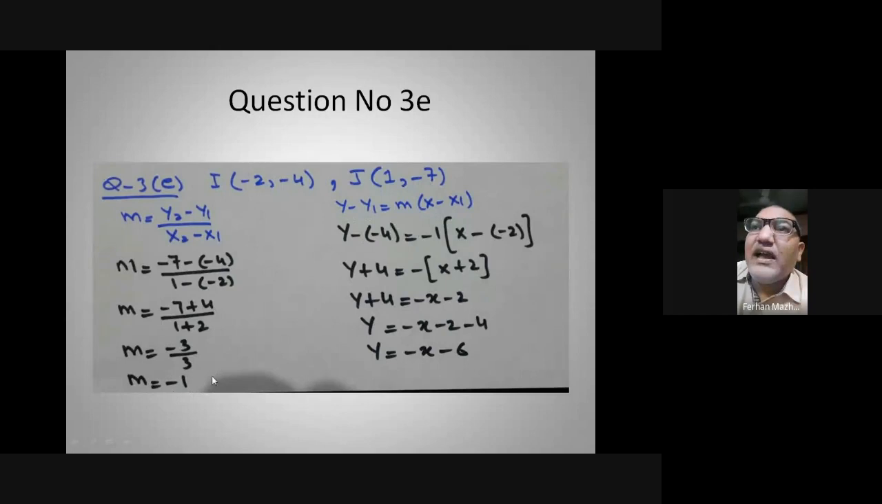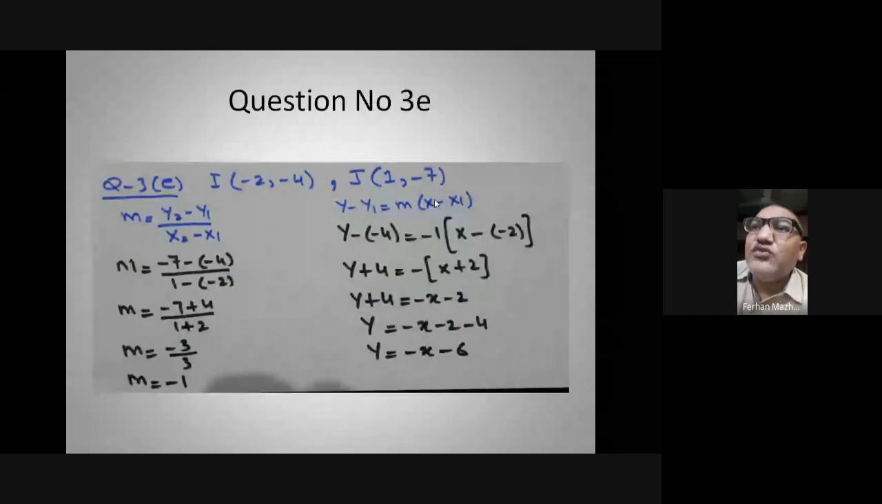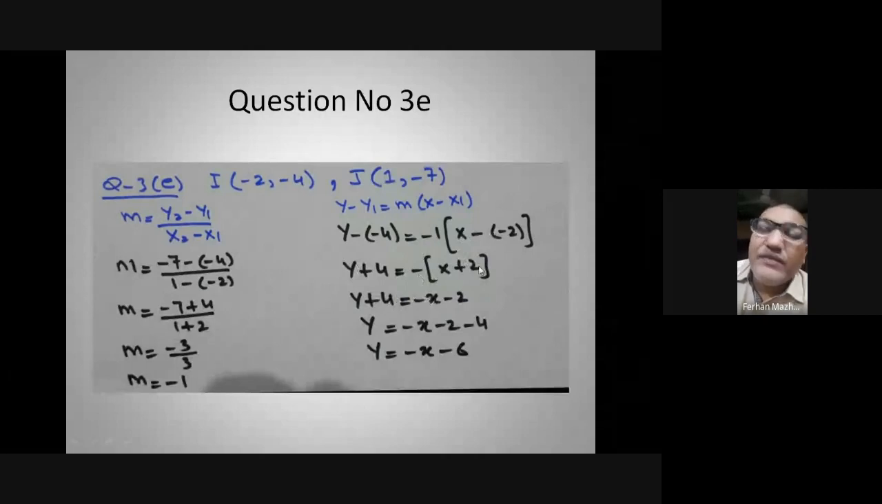So you will have y plus 4 equals minus bracket x minus minus 2, this will become plus 2. So y plus 4 equals, this minus will change the signs, minus x minus 2. The 4 will go to the other side. y will be equal to minus x minus 2 minus 6. So y equals minus x minus 6. That is the equation of that line.